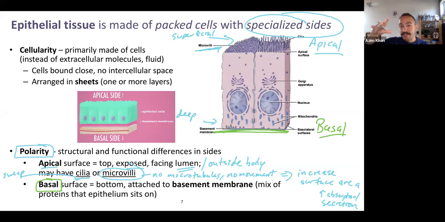To connect our epithelial cells to deeper tissues, we need a special protein mixture. That protein mixture is referred to as the basement membrane. I mentioned how proteins can have many different functions. One function is for attachment. These epithelial cells attach deeper to these proteins, kind of like a sticky glue. That's the basement membrane. It's a protein mixture that the epithelium sits on top of and adheres to. That's what you can find on the basal side. So two important characteristics so far: epithelial tissue has cellularity, and polarity.